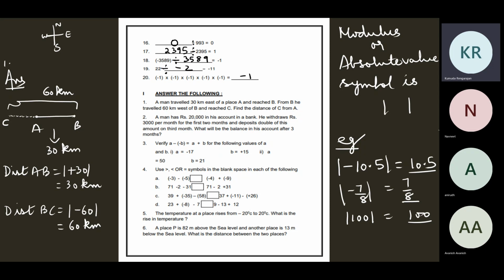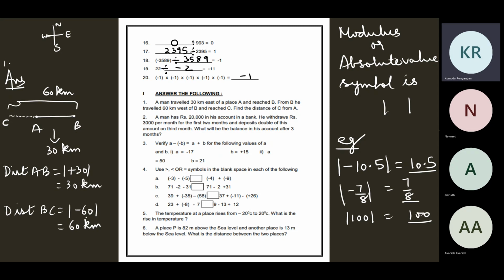Now, present the answer. Distance AB is equal to the absolute value of plus 30. So plus 30, which is 30, because distance cannot be negative. So the absolute value of plus 30 is 30 kilometers.